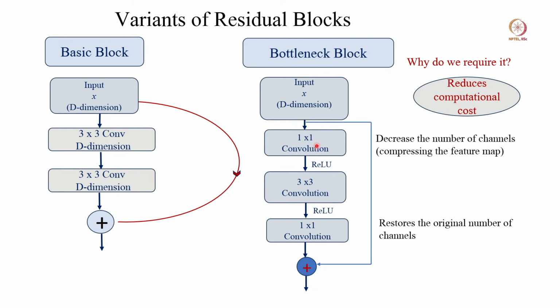Because we are using this 1 cross 1 convolution, we know that 1 cross 1 convolutions are used to reduce the computational cost, because the same operation, when it is done with a 1 cross 1 convolution before, reduces the number of parameters. So, it basically reduces the computational cost.